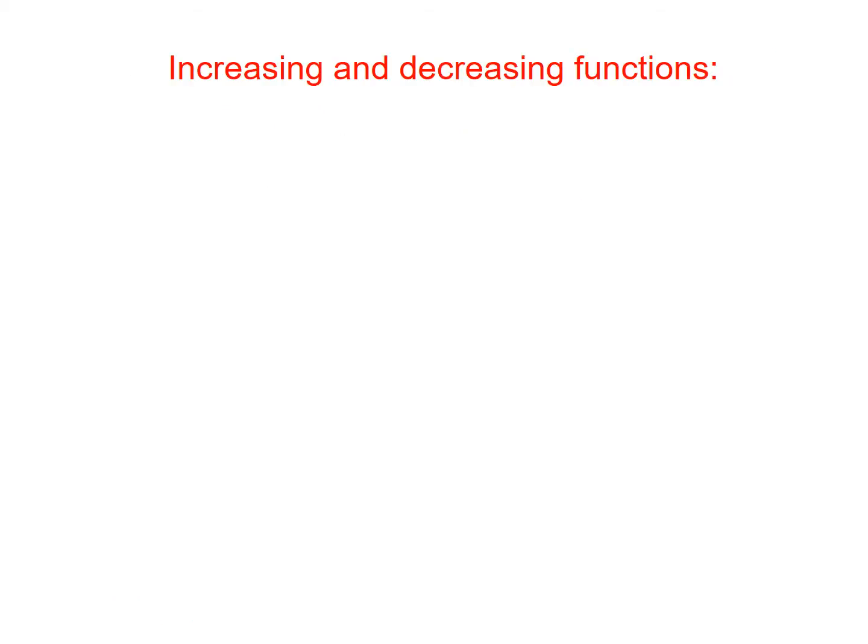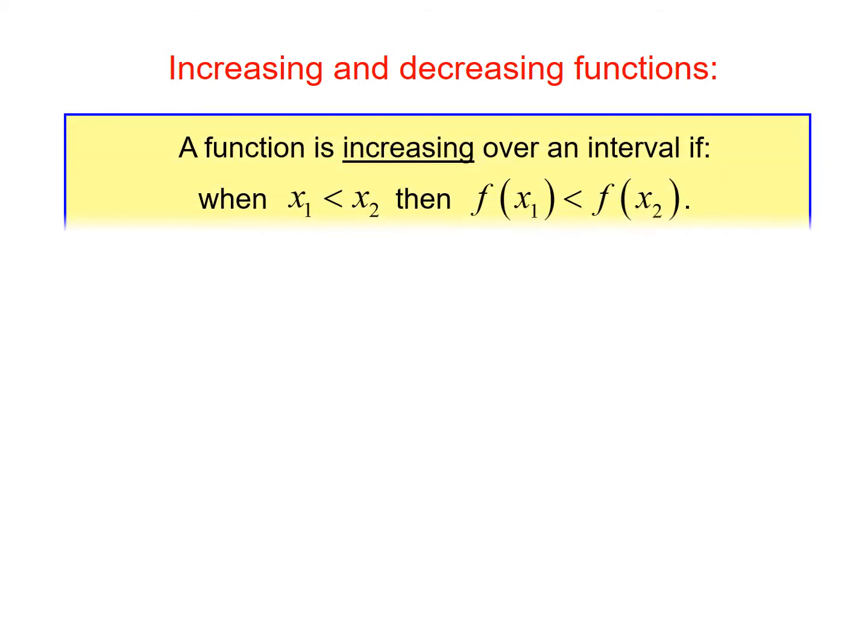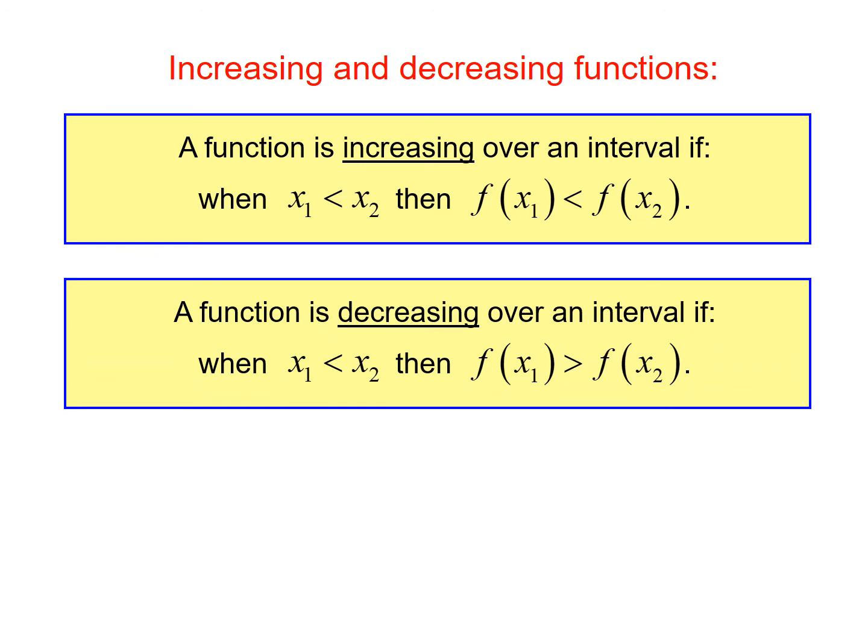Okay, we need to define what we mean by increasing and decreasing. A function is increasing if when x1 is less than x2, then f of x sub 1 is less than f of x sub 2. So as we move from left to right, we have x sub 1 is less than x sub 2, the corresponding y value to x sub 1 is less than the corresponding y value to x sub 2. Decreasing if x sub 1 is less than x sub 2, and then we can reverse the inequality here. F of x sub 1 is greater than f of x sub 2.